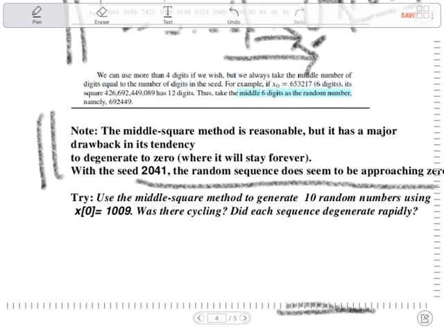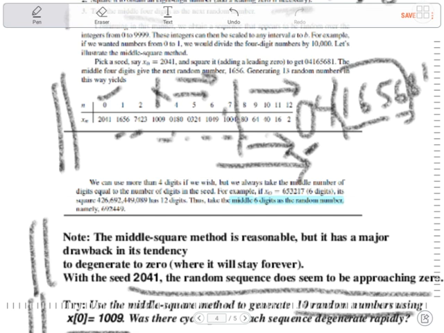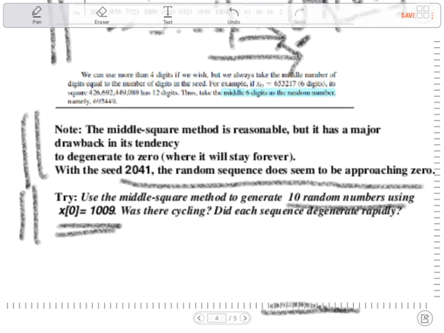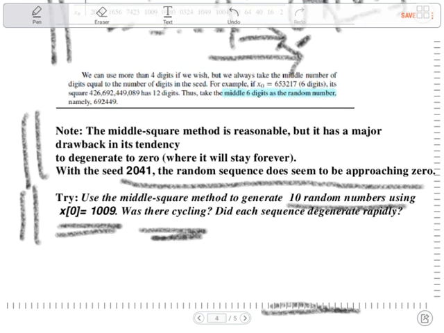So this is the method here. Another thing is that you can try to do this one. It involves a huge lot of calculations. Use the middle square method to generate 10 random numbers using the initial seed as this one. Once you do this, obviously you will be creating this chart, so you can understand if there is any cycling or not. That means after some steps whether your numbers are repeating or not.